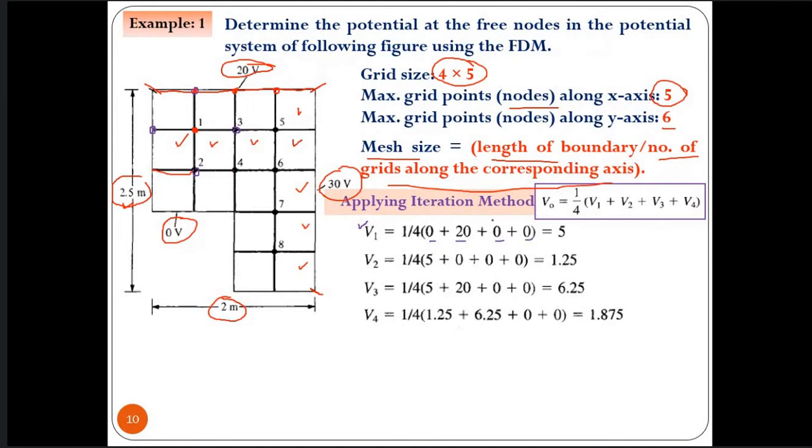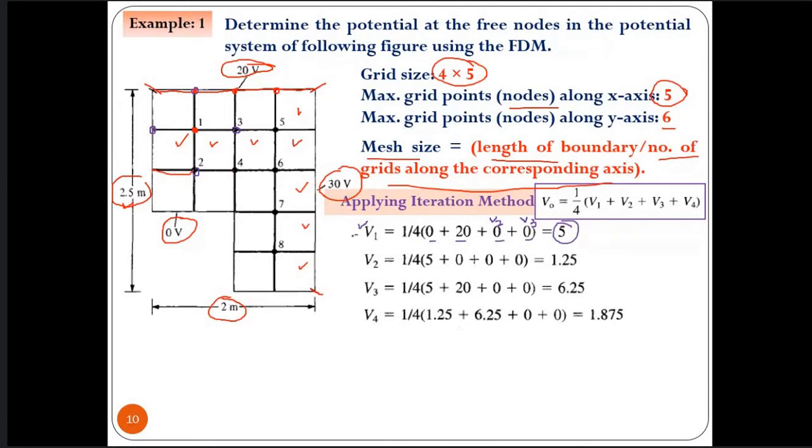Now you can ask me why it is 0. V2 and V3 are approximated by which value? By 0 volt. That's why it is called the iteration method. In the first iteration, we have started our approximation with 0 volt, and if you calculate it, it becomes 5. V1 equals 5.